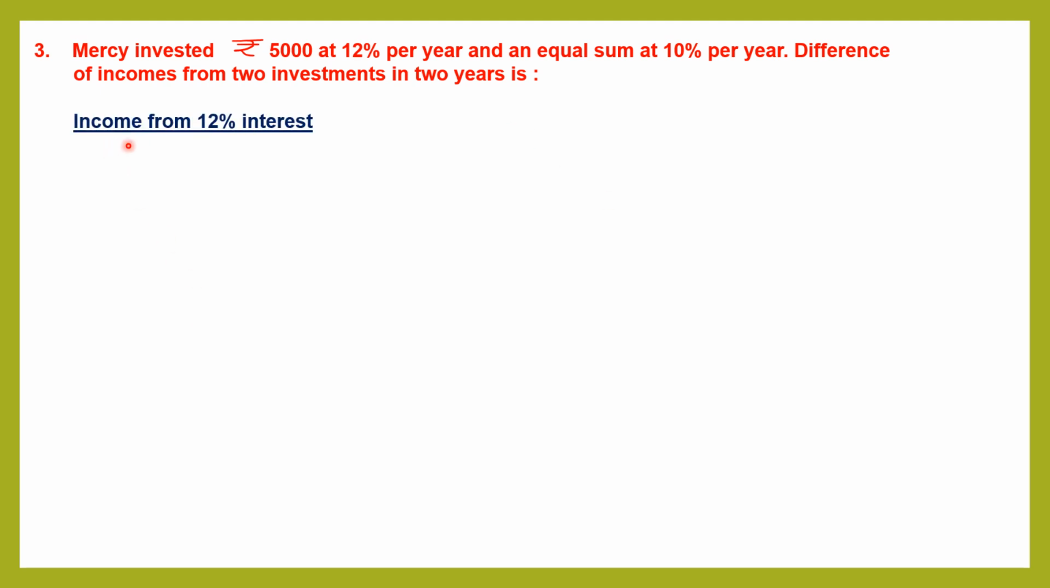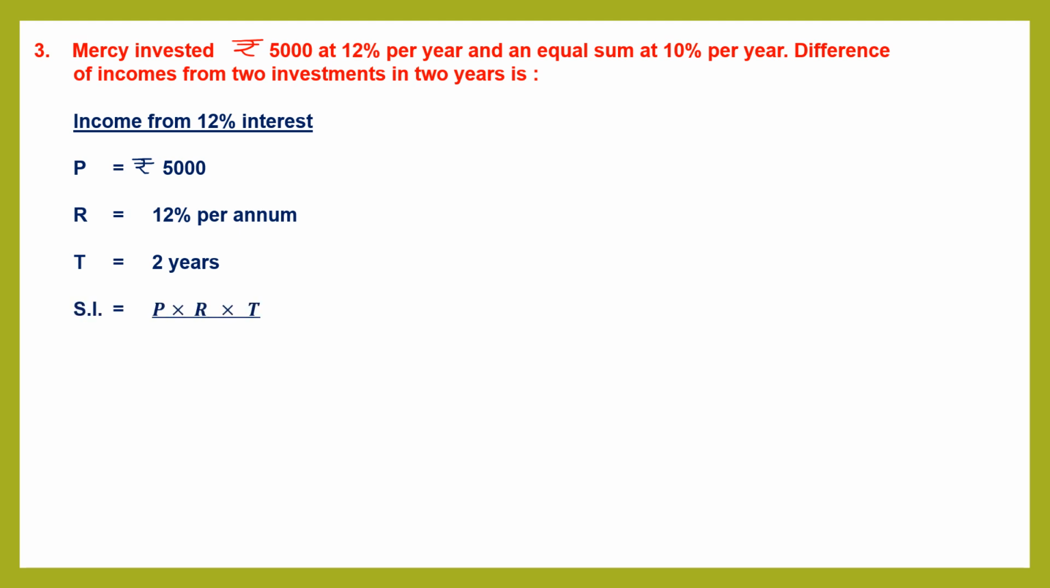So now income from 12% interest, we're going to find out first. Here the principal is 5,000 rupees. Then the rate is also given to us, 12% per year or per annum. And the time is given to us, 2 years. Now we have to find the difference of incomes from two investments.